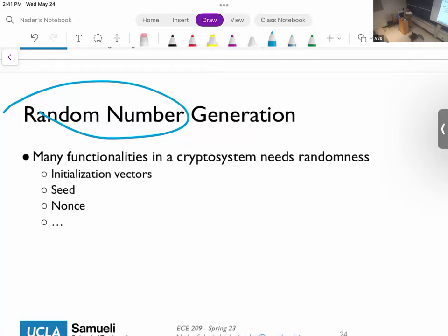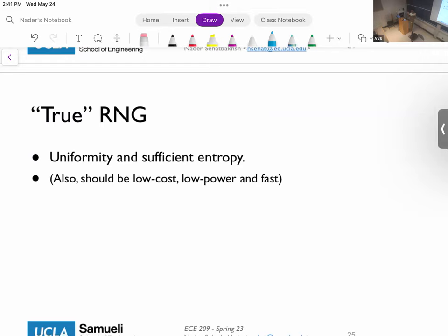So it's usually very handy and useful to have a random number generator on chip, on the hardware itself, okay? But what we really need is a true random number generator. The true means that it has actually passed some statistical tests of uniformity, uniqueness, variation, and so on and so forth. So, for example, if you want to use it for a cryptography key, a pseudo random number generator is a very bad idea.